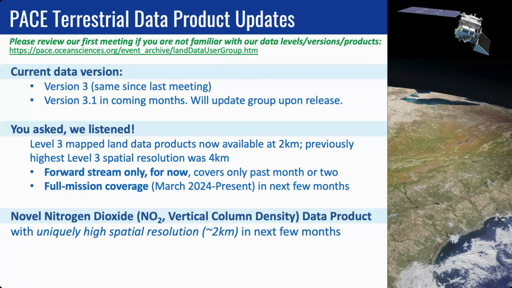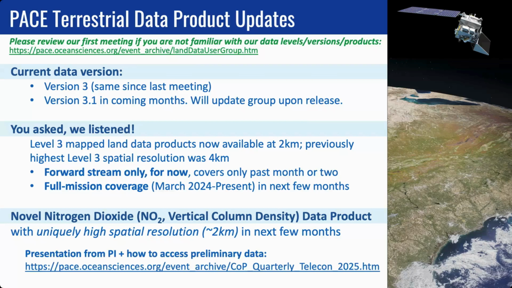We also have ahead a novel nitrogen dioxide data product. For those of you that work with nitrogen dioxide data, you'll recognize that 2 kilometers is actually very high spatial resolution for that type of product. That will also be coming from PACE in the next few months. Again, I will let you all know by email. We do have a presentation on this and how to access the preliminary data if you are interested, from an event that we had earlier this year.